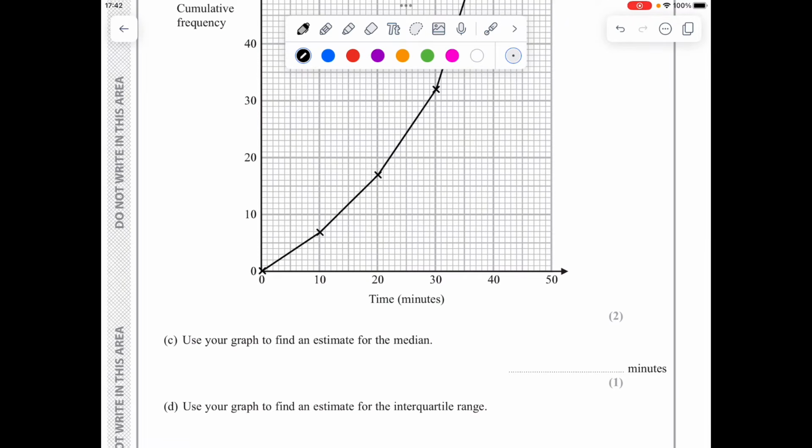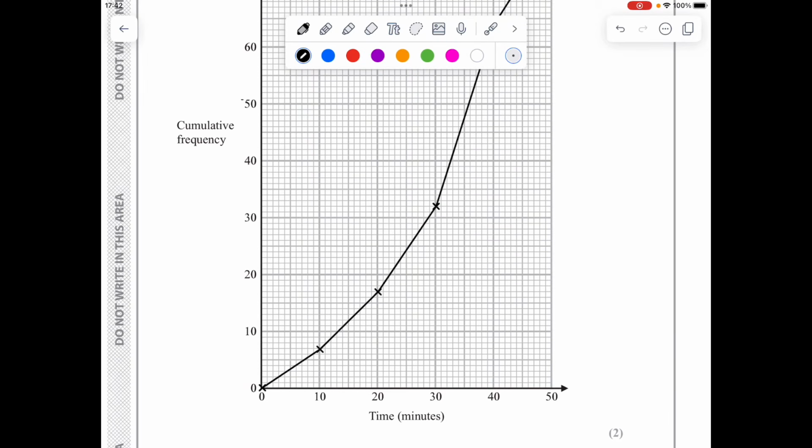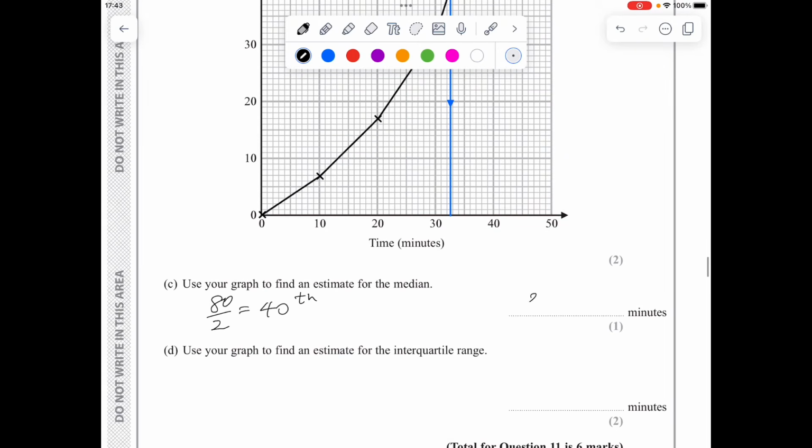Use your graph to find an estimate for the median. I have a total of 80 patients, so 80 divided by 2 is equal to 40. So I'll go on the y-axis at 40 and find the corresponding x value. And as you can see, I get a value of approximately 32.5, and that's our median. Note that the mark scheme accepts values in the range 32 to 34 minutes.